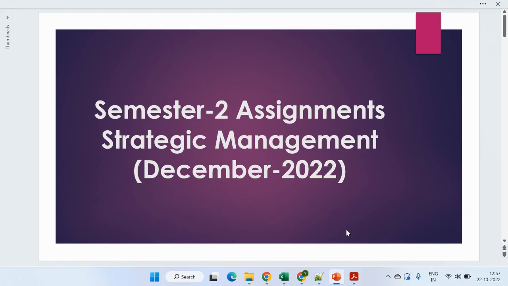Two important things to keep in mind. The very first one is copy case and the second one is plagiarism. Don't ever share your assignments with your colleagues or friends. Definitely you can share after the closure of the last date, that is 29th of November, but try to avoid doing that. And the second one is plagiarism.